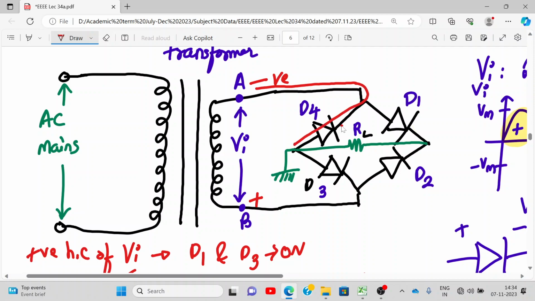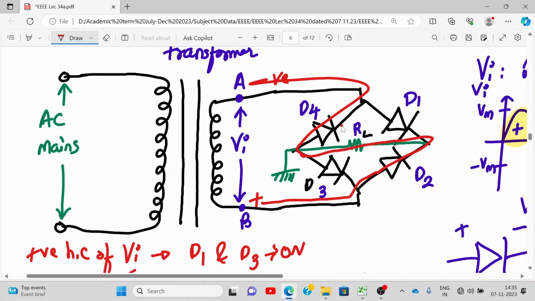Because of the negative voltage, right? If you are not comfortable with a negative voltage, you can start from below also. It will flow from B. So from B, where will it go? To D2, right? And from D2, will it go to D1? No. It will go to RL. And then where will it go? D4, and then back to A. Is this comfortable? So it will start from B, D2, RL, D4, and back to A. This is how it will conduct.